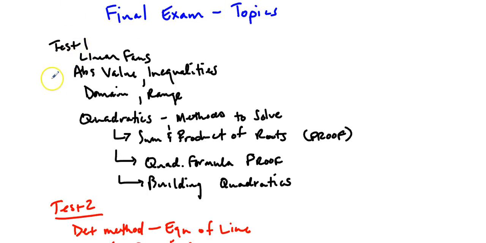Looking at test 1, a lot of this should be review from Algebra 2. So we really just wanted to reinforce a lot of the concepts from Algebra 2 that you should have picked up on. There are some new ones in there: sum and product of roots, and we do have a proof for that. The quadratic formula proof you did in Algebra 2, but we did it again in this class, and then building quadratics was a new topic. So that's all from test 1.